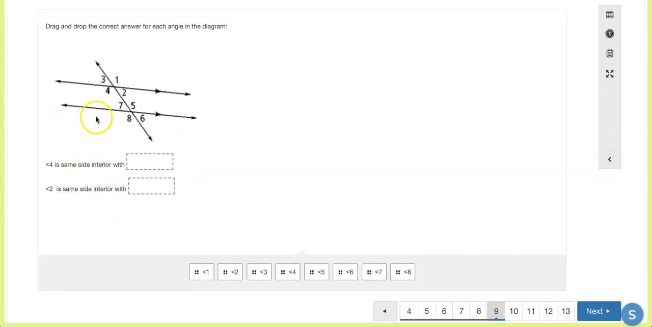All right, 4 is same side interior with, well, here's 4, here's 7. They're on the same side of the interior. 7. 2 is in same side interior with 5.